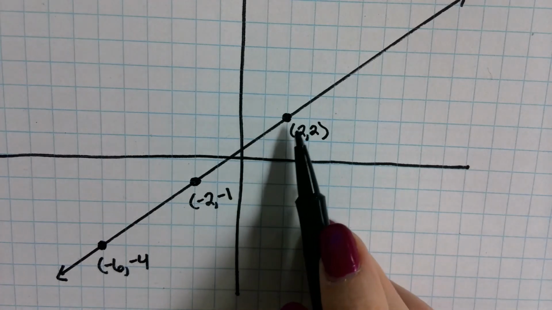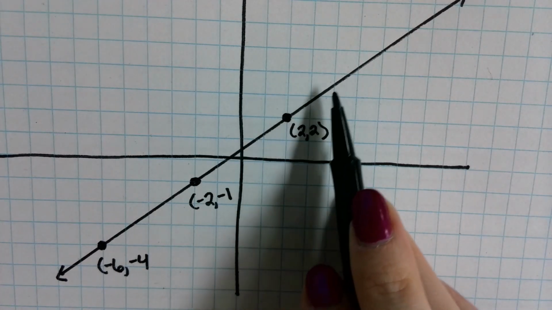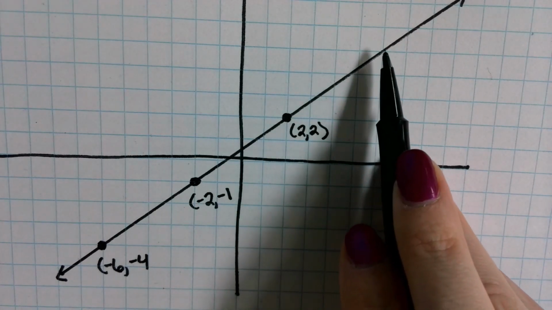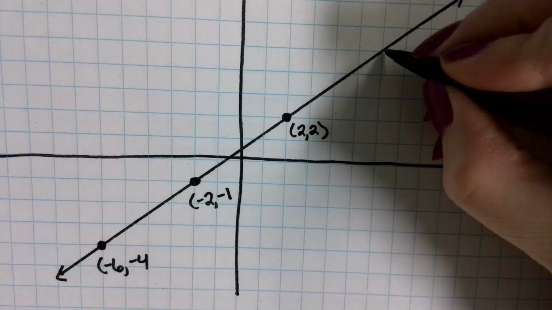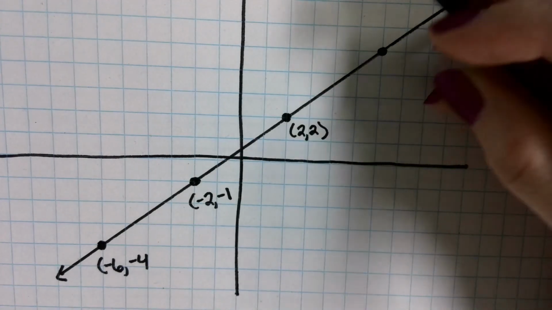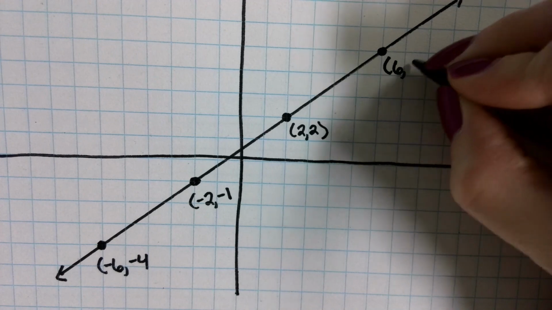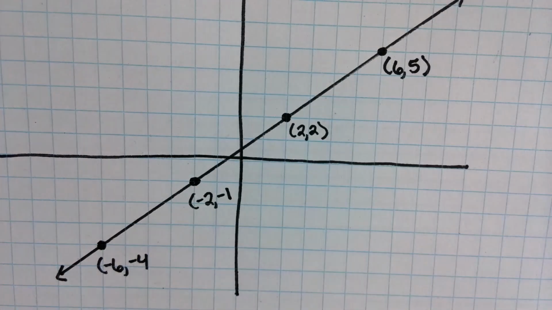And the next point that it would go perfectly through. So just following it up until I hit this point right here, which happens to be at a +6 and a +5. Okay, so these all happen to be points that are on my line.